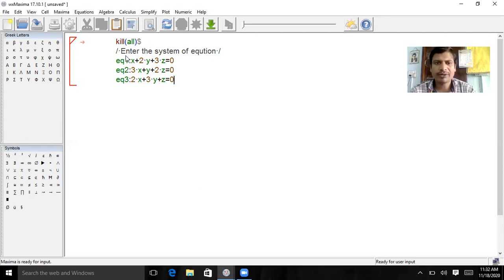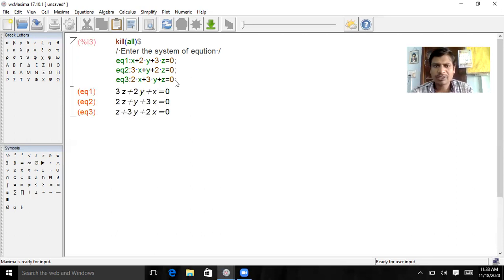See here, first I typed kill(all), then the dollar symbol, then entered the system of equations. We are solving a system of homogeneous equations. Next, the first equation, second equation and third equation. Finally, take the semicolon. Remember this one. This is the three equations. After that, press shift enter. Shift enter shows the three equations: the first, second and third.